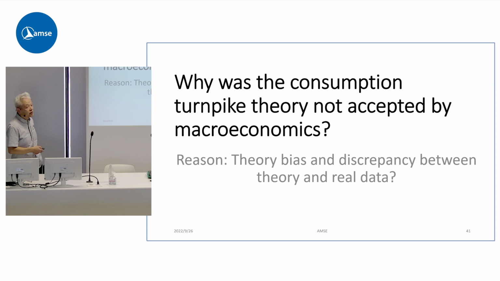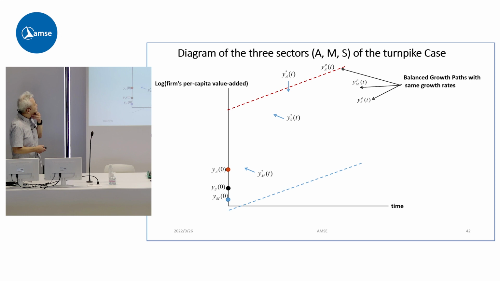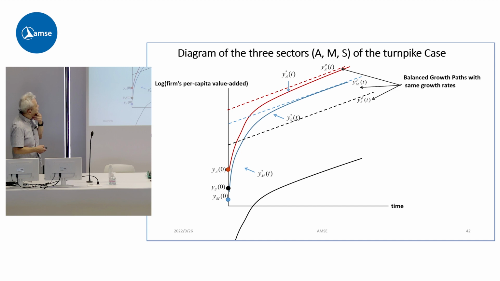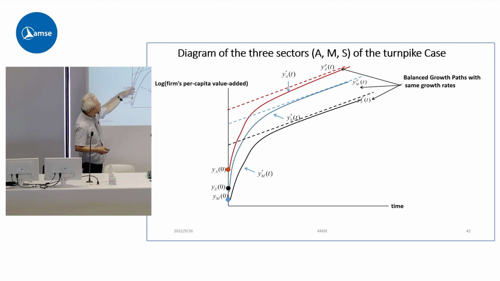Okay. So now I try to show this consumption Turnpike theory. Now, three sectors we're considering. Each sector has an optimal pathway to converge to its own optimal steady state, but the optimal steady state has the common growth rate. So this line has the same slopes. Okay? This is the consumption Turnpike theory. They converge to the same balanced growth path, which has a common growth rate.